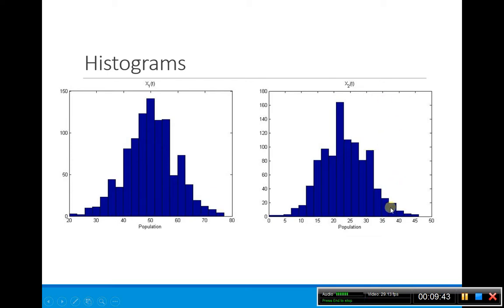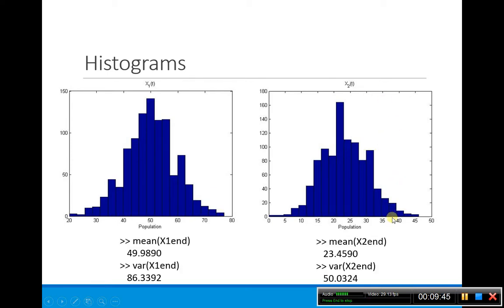So what you have here is our histogram at our final time of our x1 and our x2. You can also use the commands in MATLAB to find the mean and the variation about these. So here, the mean is right about what we saw with the deterministic model, right around the 50 mark. But look at how much variation you have. The variation is quite a bit. Here are the mean, and here's the variation.